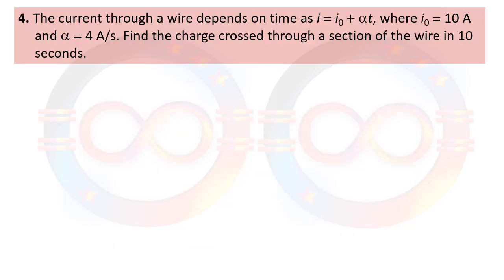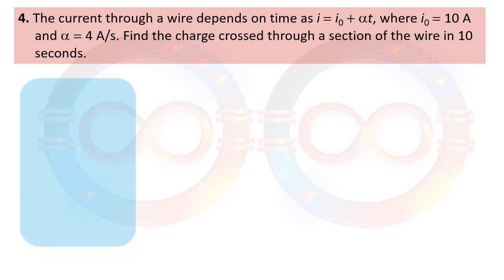Question number 4 is saying the current through a wire depends on time as I is equal to I naught plus alpha t, where I naught is equal to 10 ampere and alpha is equal to 4 ampere per second. Find the charge crossed through a cross section of wire in 10 seconds.